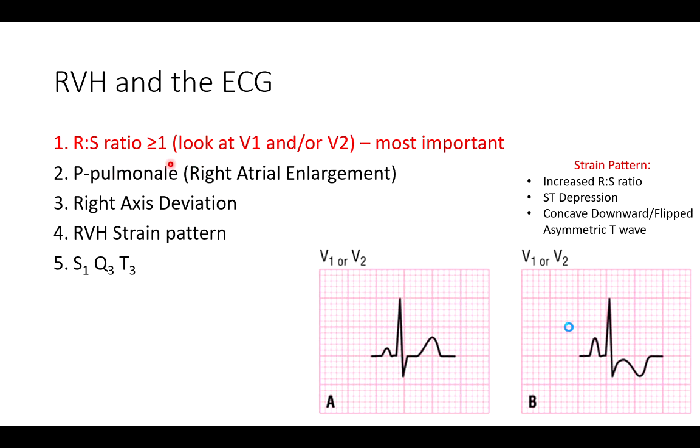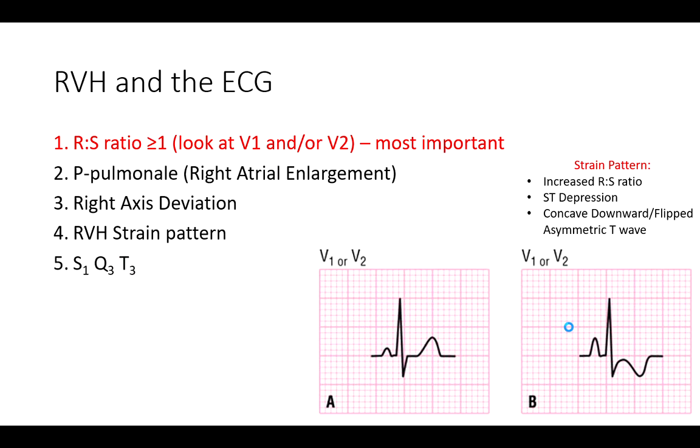And in that case, it gives us an indication that the R/S ratio, in other words, this part, which would be 10 boxes, and this part, which would be 4 boxes, so 10 divided by 4, is that greater than 1? Sure is. That tells me that this is meeting criteria for right ventricular hypertrophy. We might also look at P pulmonale, right atrial enlargement. Remember looking over to see if lead 2 and 3 have a peaked P wave, because that's going to be another helpful criteria. I might look at right axis deviation. I might look for right ventricular strain, or right ventricular hypertrophy and strain pattern. And I might also look at S1Q3T3.